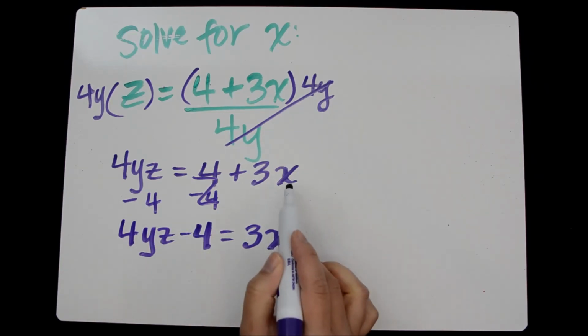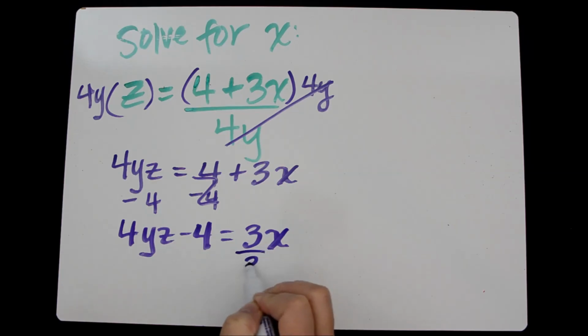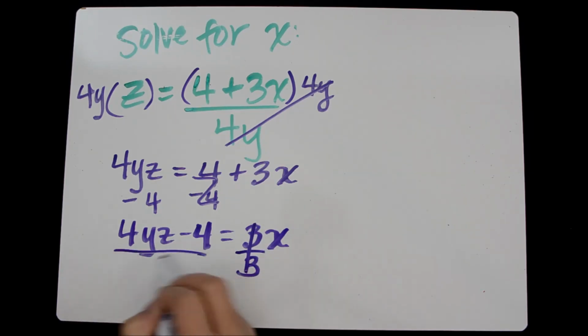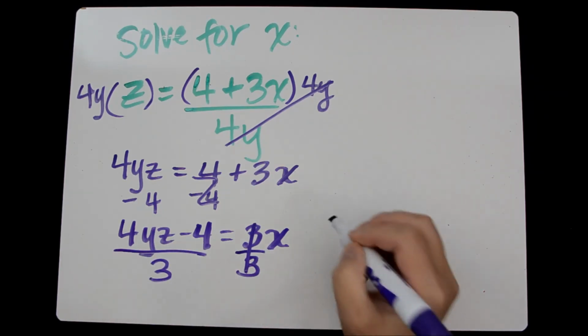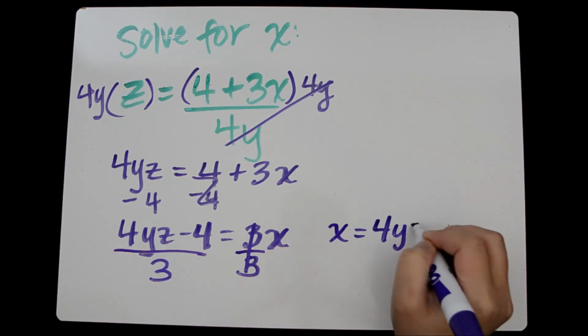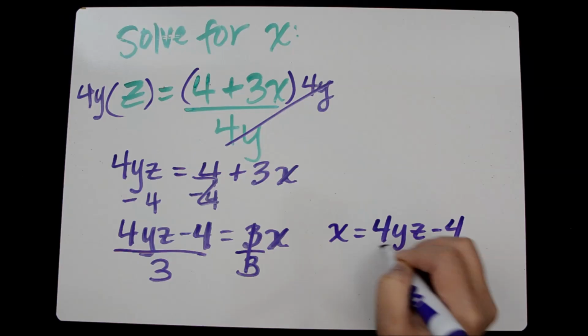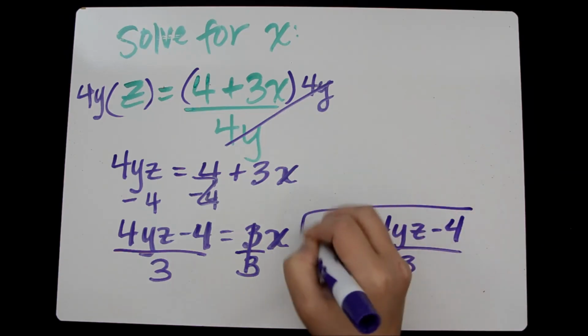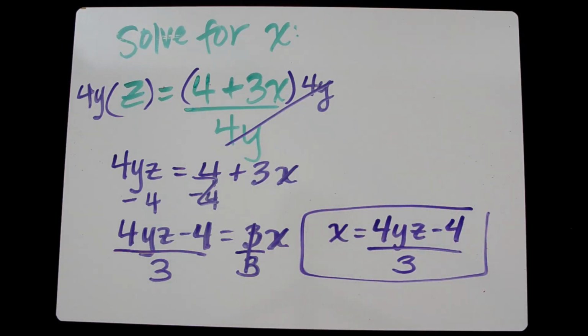And then I'm going to undo the multiplication by dividing. And whenever we do that, we have to do it to everything. So we're left with x is equal to 4yz minus 4 all over 3. Again, this can't be simplified any further because we don't have any like terms. And that concludes our lesson on solving literal equations.